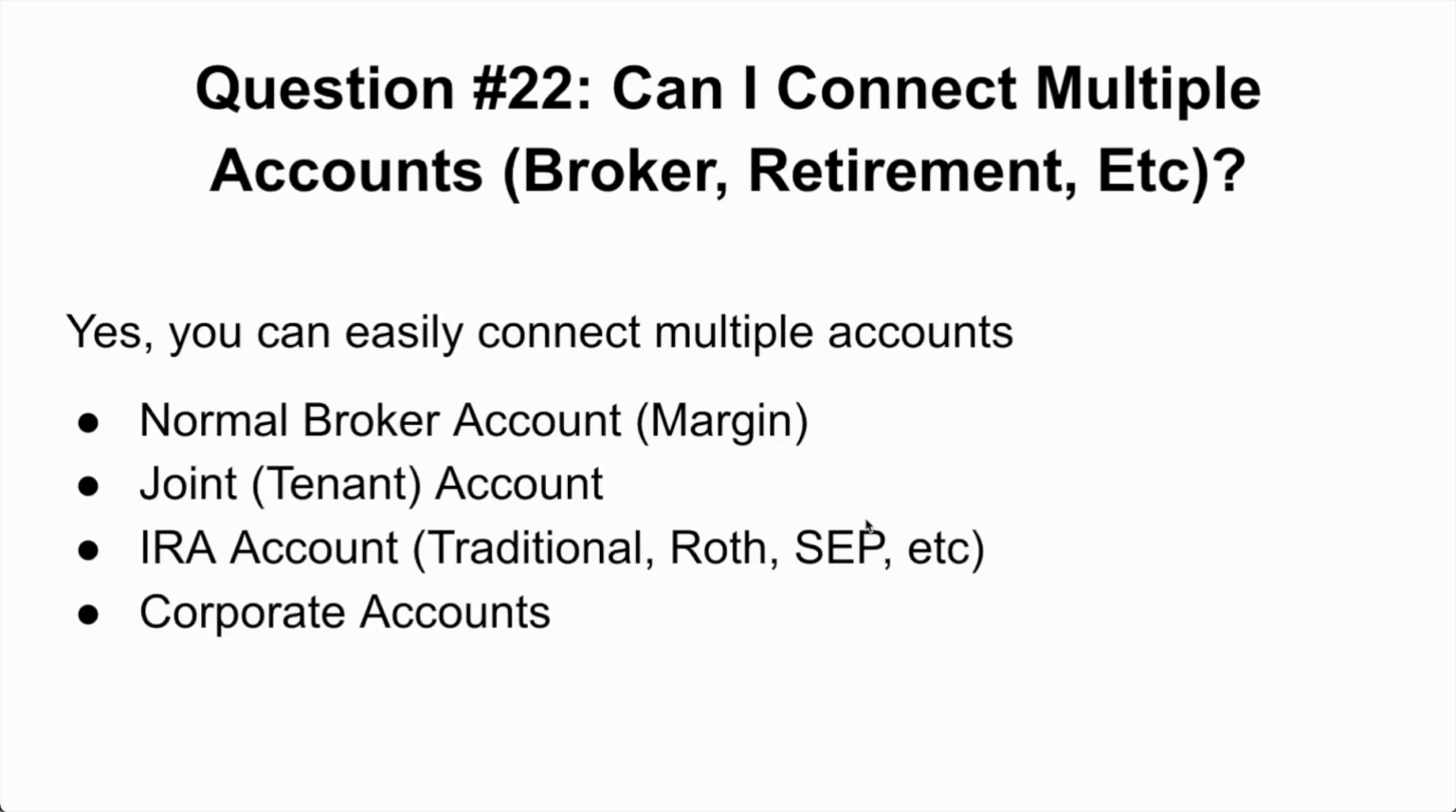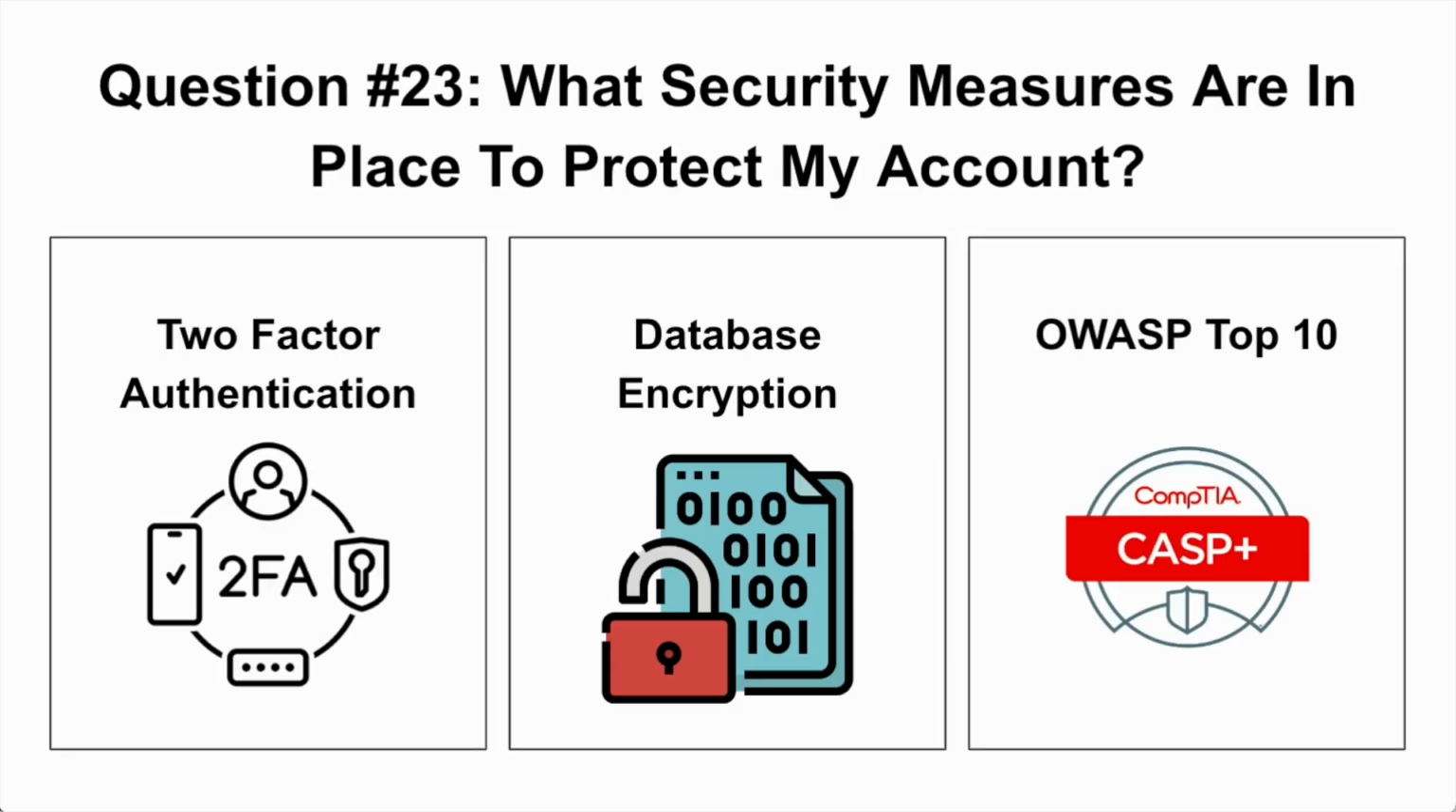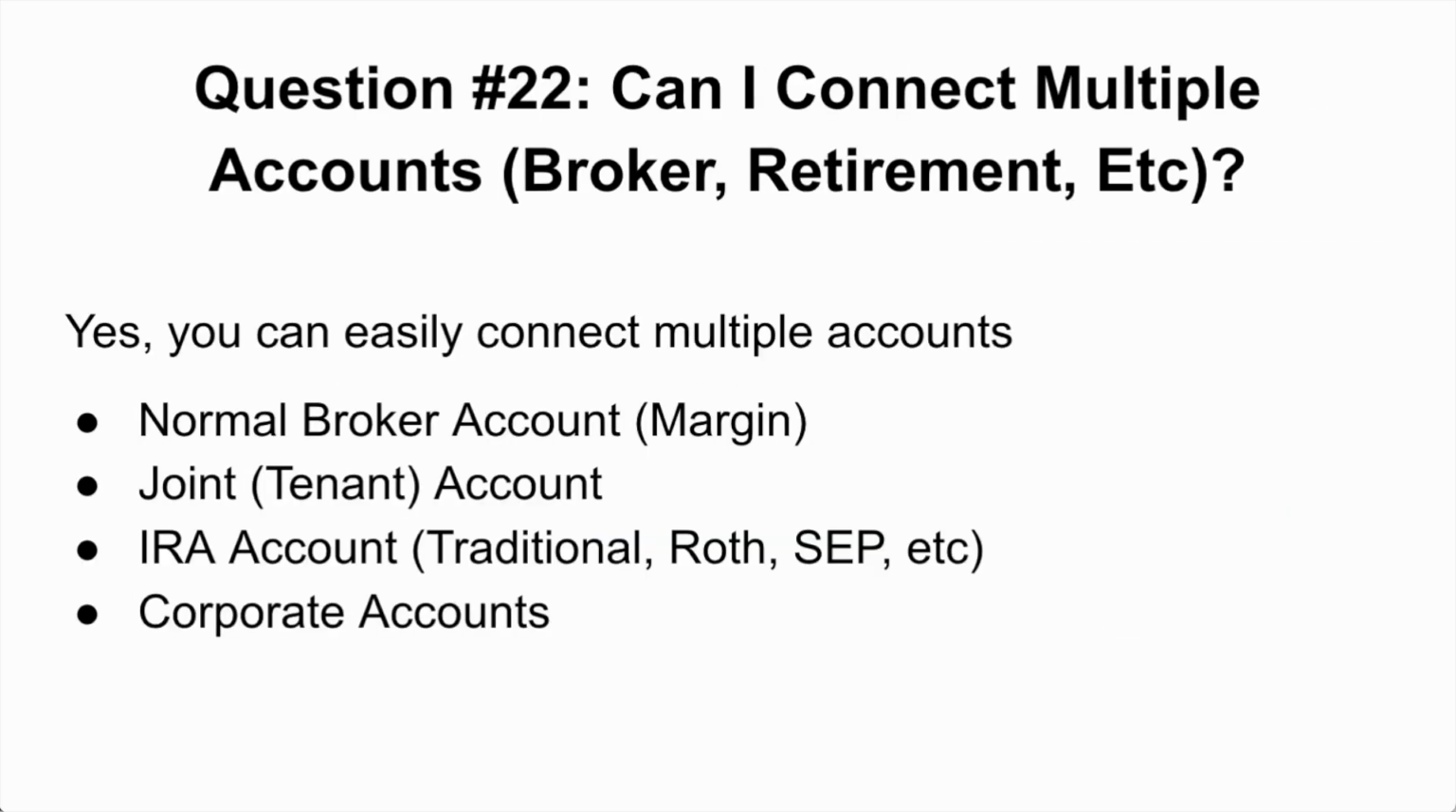Next, question number 22, can I connect multiple accounts like my broker account, my retirement account, etc.? Yes, we support any accounts you want to connect. That means we can actually use your normal broker. We can do a joint tenant account, an IRA, or corporate accounts. Whatever accounts you have with tastytrade, we can integrate with. And again, we integrate with them all in a single account. So you just need one options auto trader account, and then you can connect multiple brokers inside that one options auto trader account.